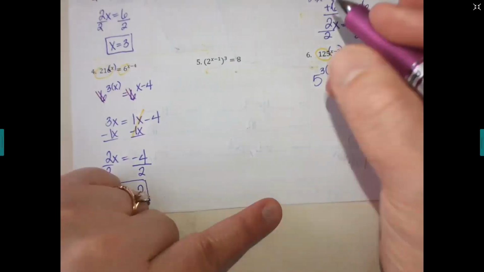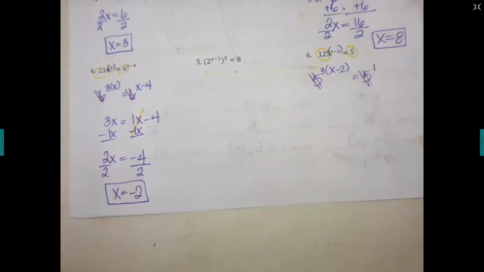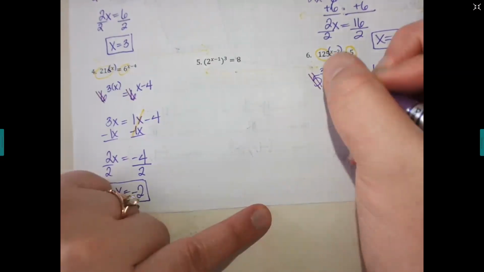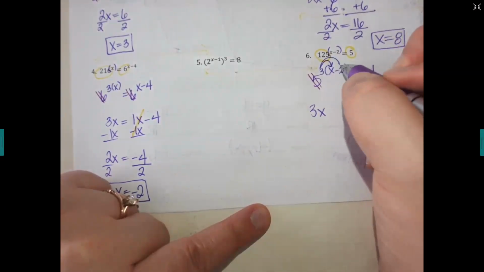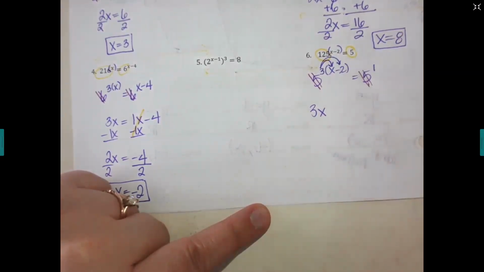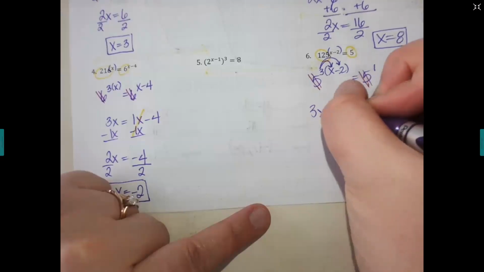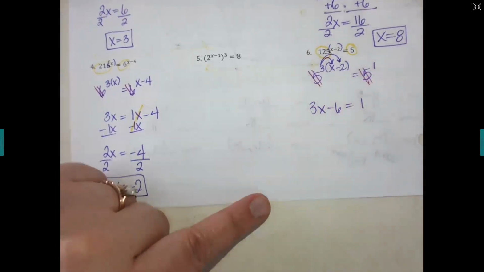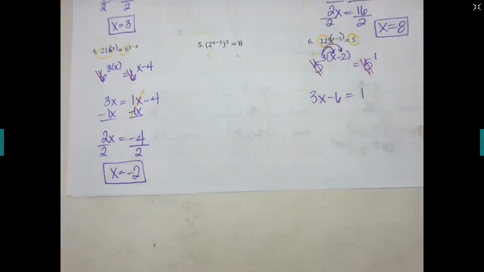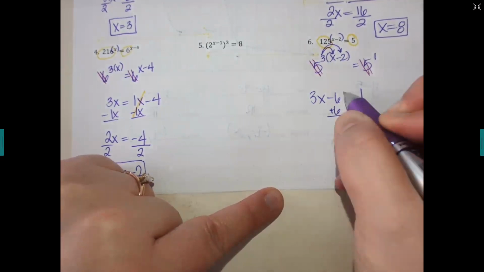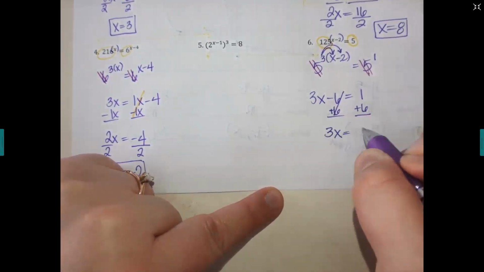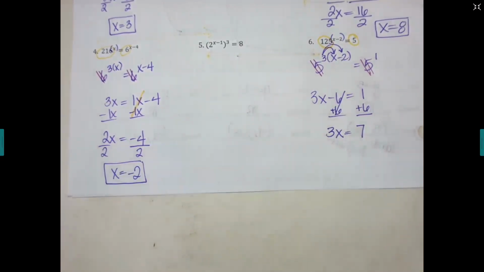So it'll be 3 times x minus 2 equals 1. 3 times x is a 3x. What's 3 times minus 2? Minus 6. And then equals 1. From there, how do we get rid of the minus 6? Add it. 1 plus 6 is going to give me 3x equals 7. And then last step, divide that 3 across.